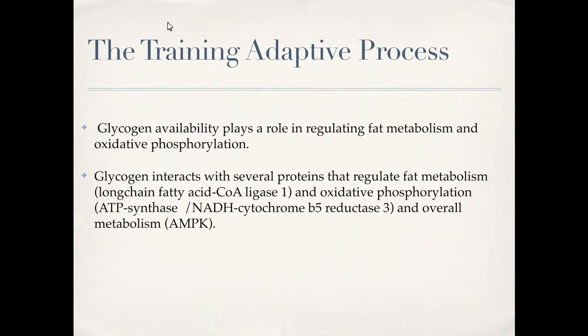Now, what you have to understand is that glycogen availability plays a critical role in regulating fat metabolism and oxidative phosphorylation. In fact, glycogen interacts with several proteins that regulate fat metabolism and oxidative phosphorylation, such as ATP synthase, NADH cytochrome B5 reductase 3, and overall metabolism, such as AMPK. So the point is glycogen is interacting with all these proteins that regulate fat metabolism, oxidative phosphorylation, and metabolism in general.